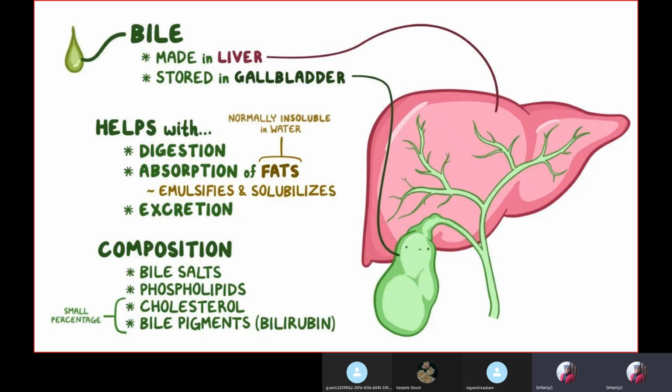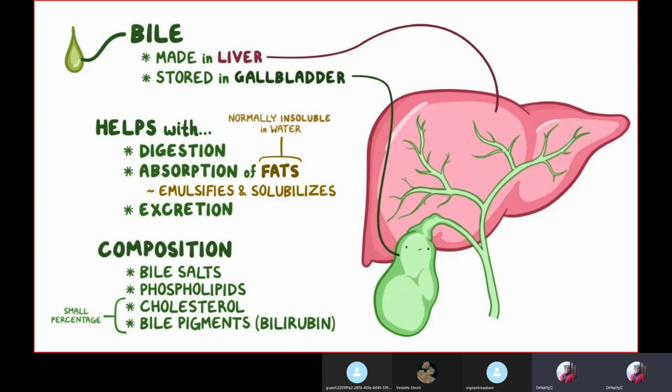Next is liver. From liver, what you should know is the bile, bile salts, and bile pigments. First, you should know what bile is. Bile is a liquid which is prepared in the liver and stored in the gallbladder. This bile helps in digestion, helps in absorption of fat, and also helps in excretion, because it emulsifies and solubilizes the fat.